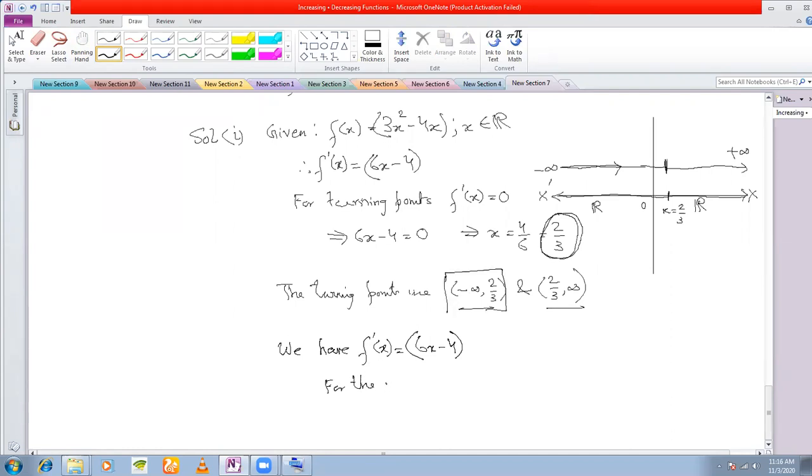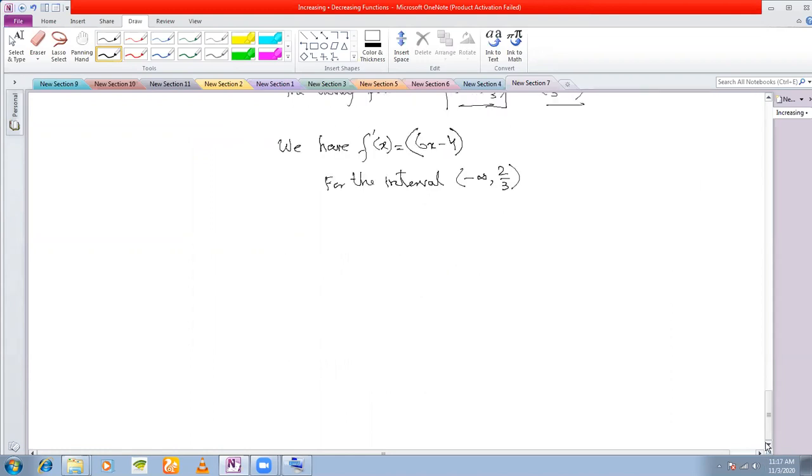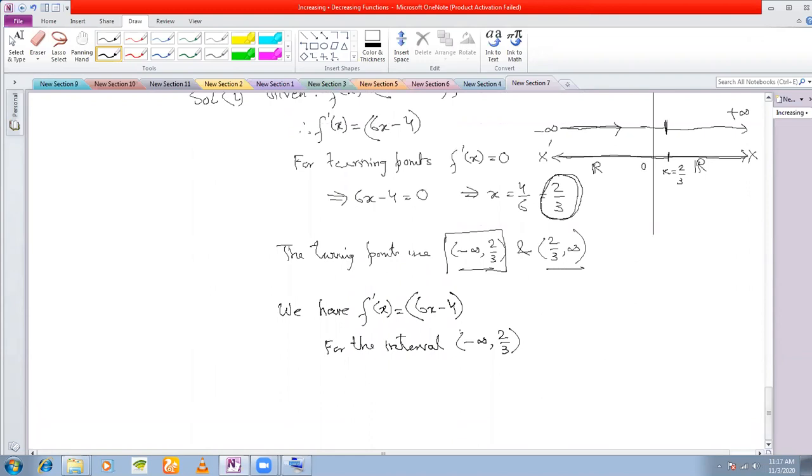For the interval minus infinity to 2/3, you take any value between minus infinity and 2/3 and put it in this function. Can you think of any value between minus infinity and 2/3? Take minus infinity only, because infinity has nothing, no less, no greater. So 6x minus 4, put x is equal to minus infinity.